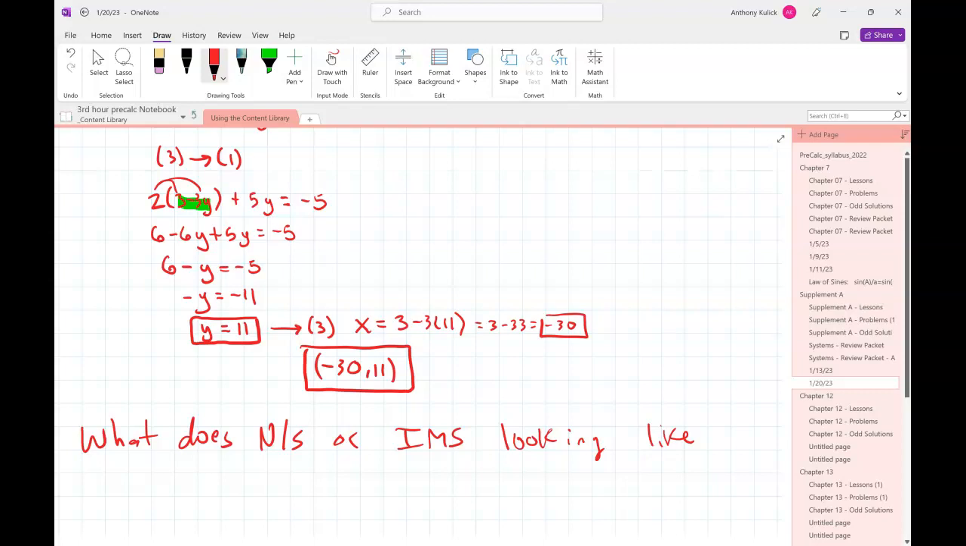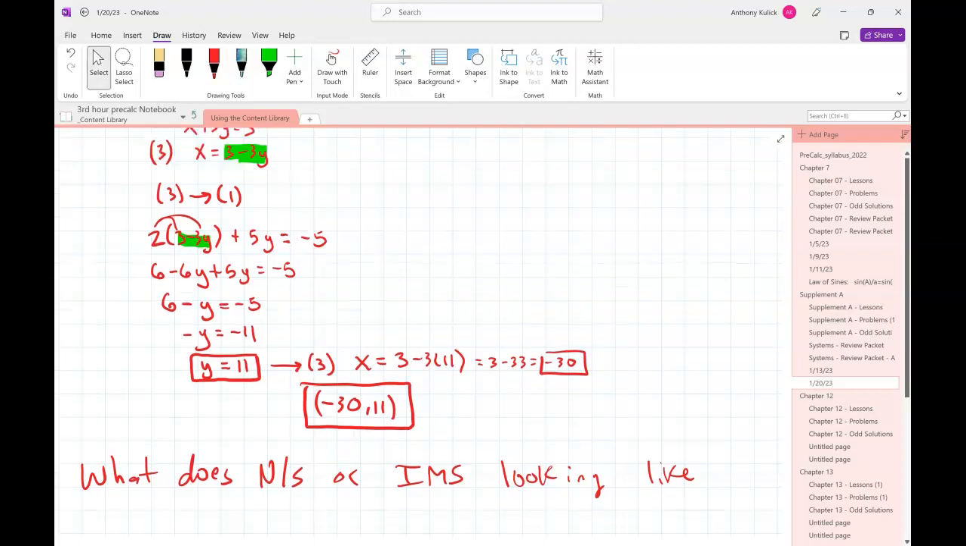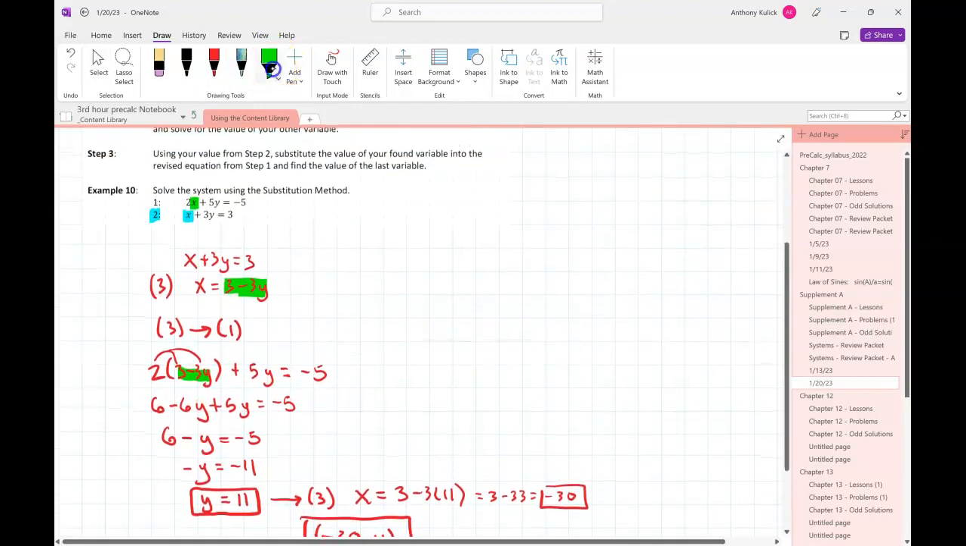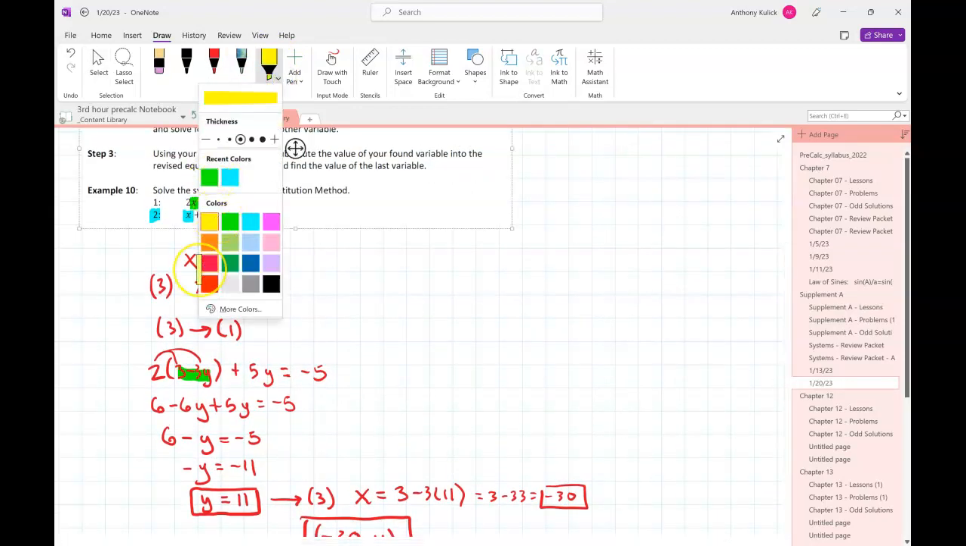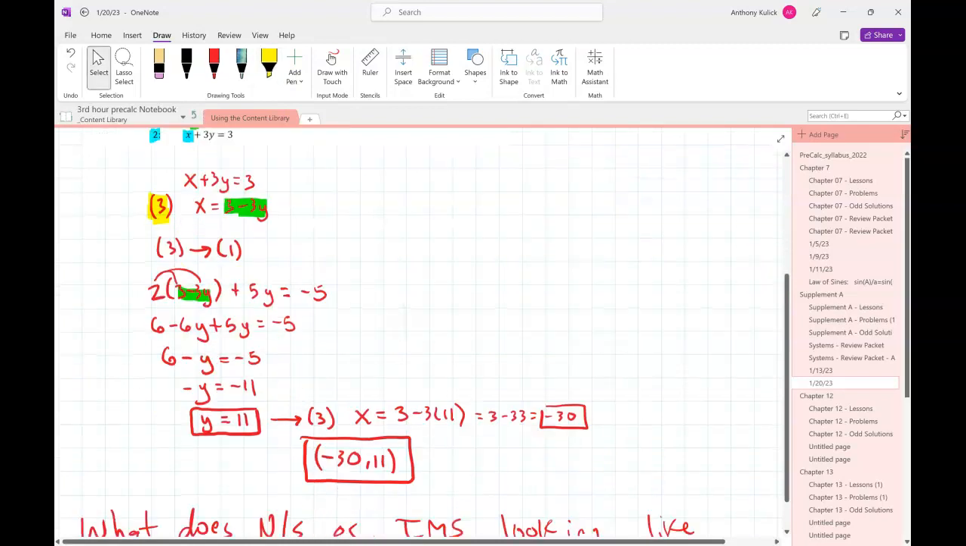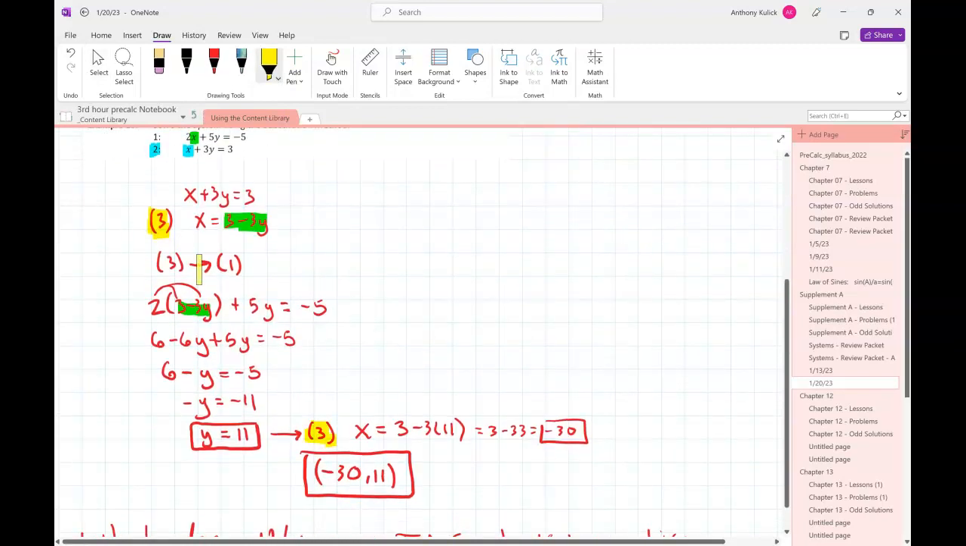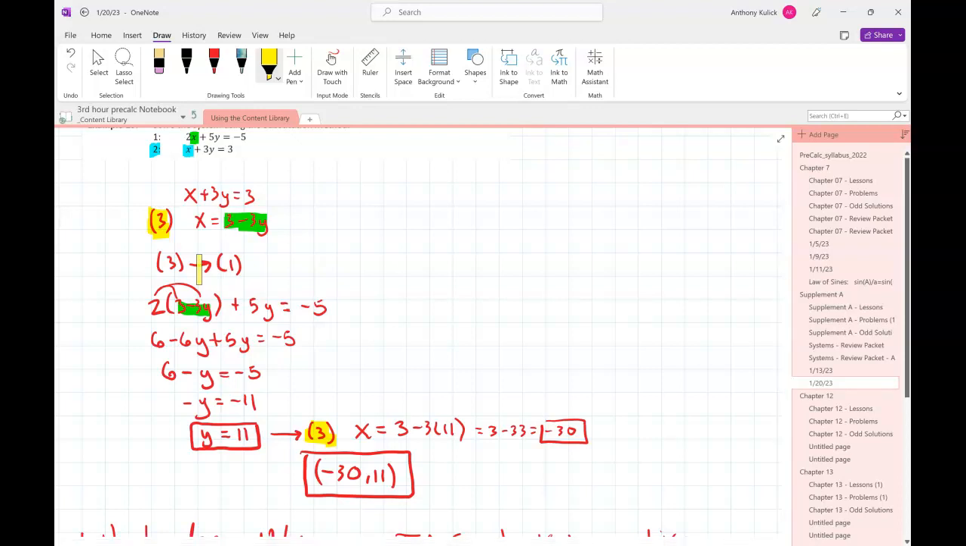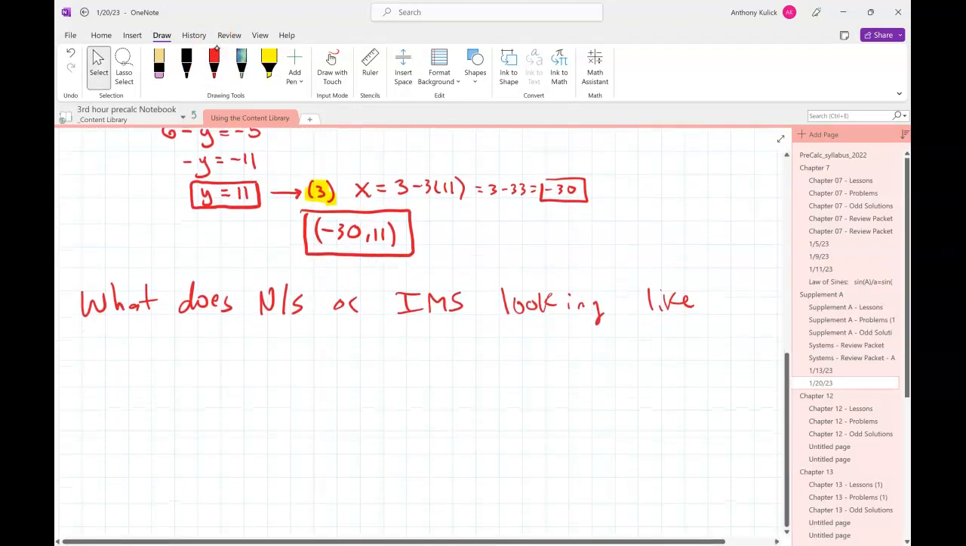Yes. Where did you get that from? So I'm talking about equation 3 that I labeled here. So I'm plugging that answer 11 into equation 3. Okay. You see that?